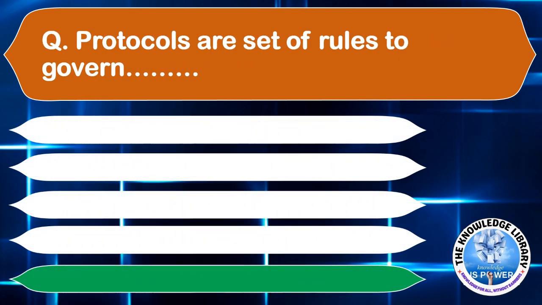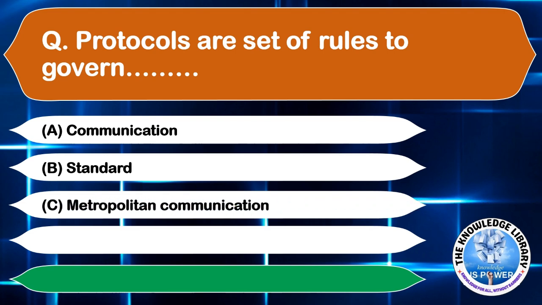The next question is: protocols are set up rules to govern option A, communication; option B, standard; option C, metropolitan communication; option D, bandwidth. The correct answer is option A, communication.